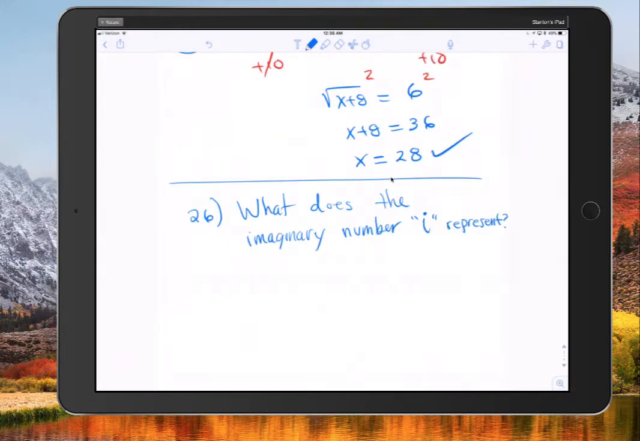And number 26 is asking, what does the imaginary number i represent? Well, i is equal to the square root of negative 1. Because in the system of real numbers, the square root of negative 1 does not exist. So we have the imaginary number to represent the square root of negative 1. All right, and that is it.